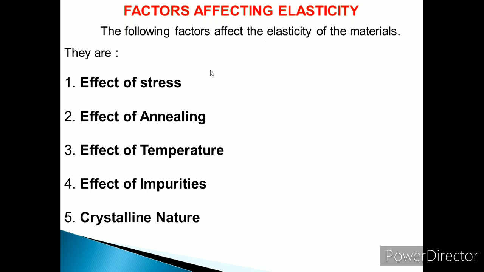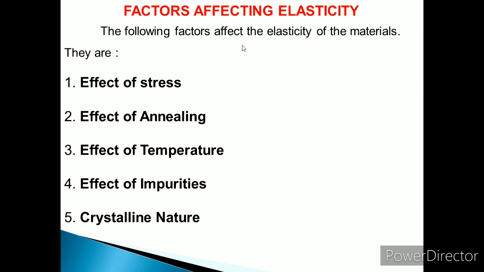Next one is the effect of annealing. What is meant by annealing? Annealing is the process by which the material is subjected to a high temperature and then slowly cooled. We heat the material to a high temperature and cool it step by step. In this method, the softness of the elastic material increases. Wherever we want the elastic material to be highly soft, we use annealing.